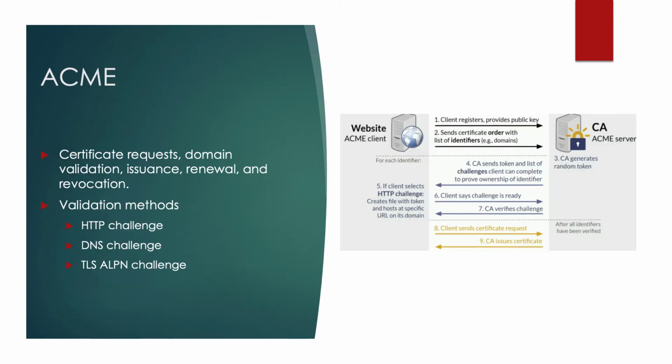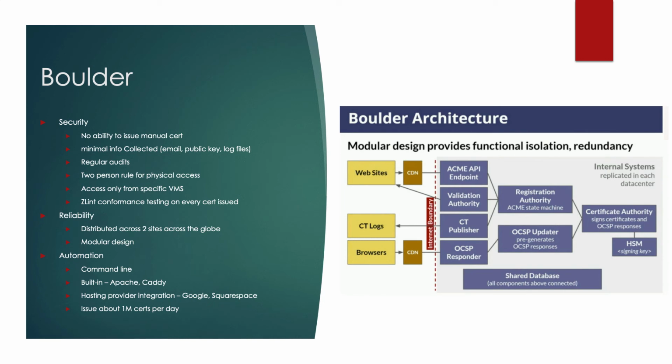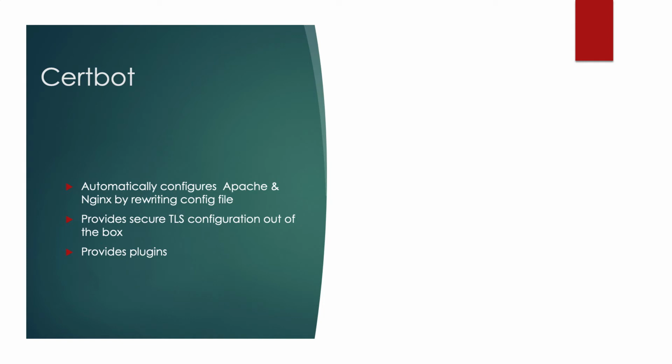ACME is responsible for validation, and the validation methods are HTTP challenge, which is just uploading a file to your web server and verifying, and DNS challenge, just modifying your DNS record, and ACME verifies that. No human can issue a certificate, and they issue about 1 million certificates a day. And Certbot automatically configures Apache and Nginx by rewriting your config files and provides a better TLS secure configuration out of the box.